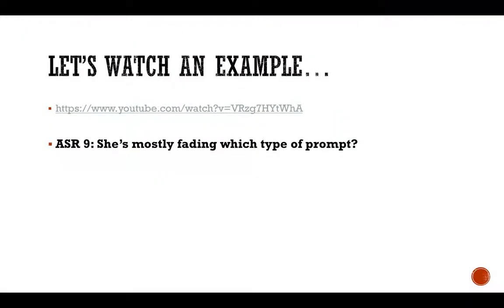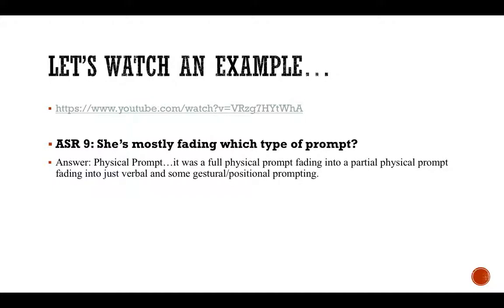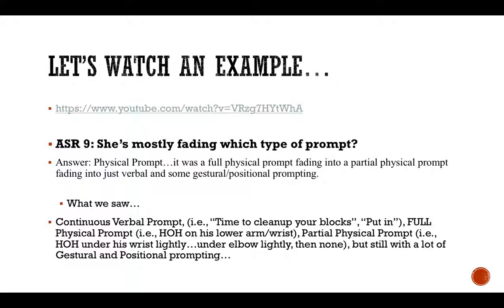She's mostly fading, which type of prompt? Physical prompt. It was a full physical prompt fading into a partial prompt, fading into just verbal and some gestural positional prompting. What we saw: continuous verbal prompt, time to clean up your blocks, put in. Full physical prompt, hand over hand on his lower arm, wrist. Partial physical prompt, hand over hand under his wrist lightly, under elbow lightly, then none, but still with a lot of gestural and positional prompting.